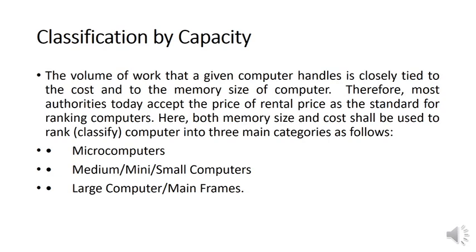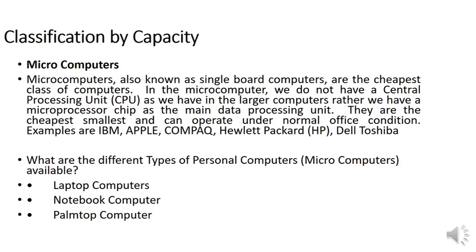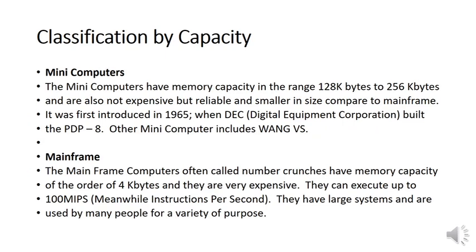Then there is the mini computer. The mini computer has a memory capacity of the order of 4 kilobytes, and they are very expensive. They can execute up to 100 million instructions per second. Meanwhile, they have larger systems and are used by many people for a variety of purposes.